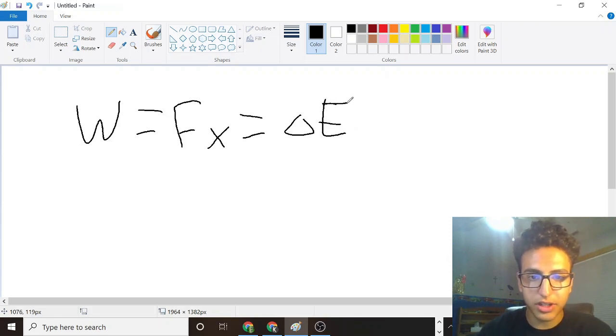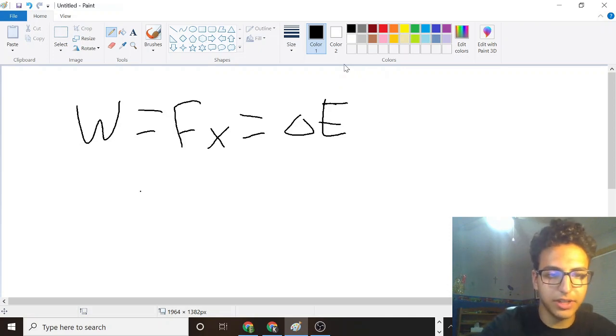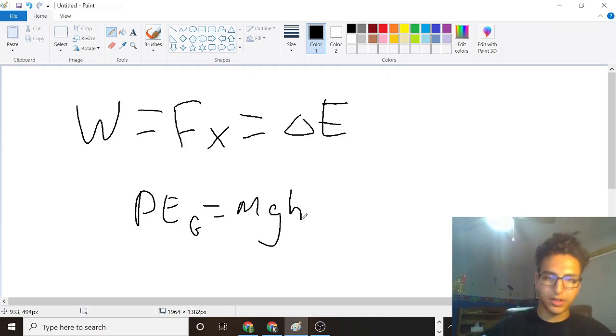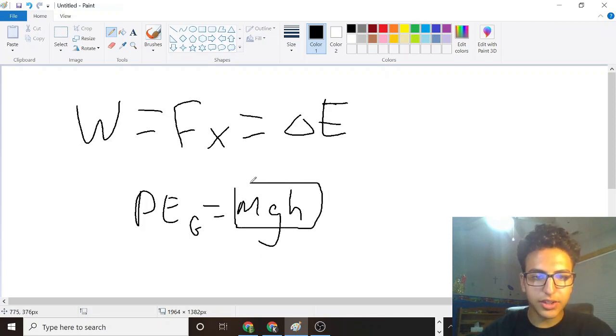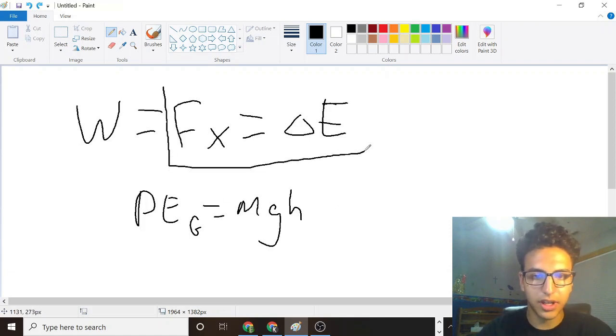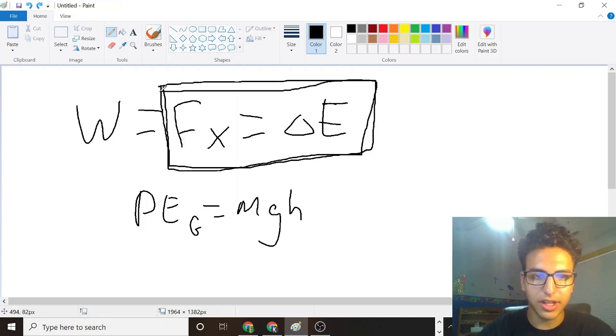Okay, work changes energy. So when I gave you that gravitational potential energy is equal to mass times gravity times the height off the ground, the reason for this is because this quantity is the work done by any force in order to lift an object up to a height h. Alright, that's the work done because work changes energy. This here is called the work energy theorem.